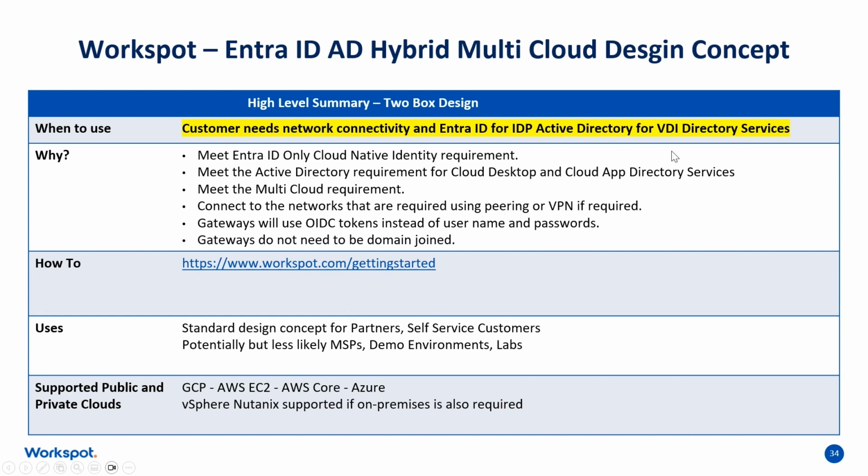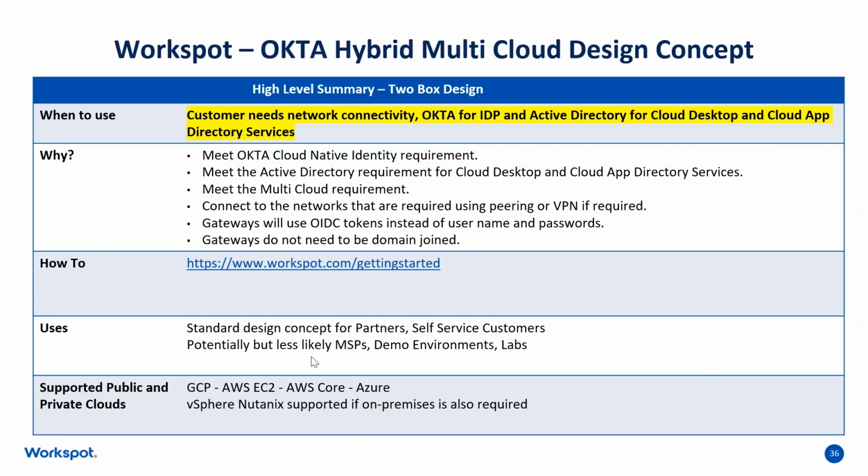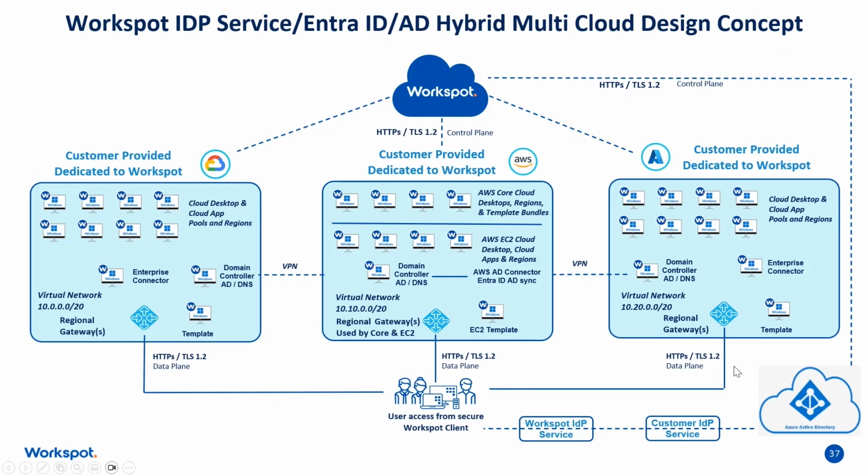So this is where we want to try to meet all the various requirements, and this is where we need to reintroduce Active Directory into the mix. We can do this same concept in a hybrid mode using Okta. We're just using the same basic concepts we started with earlier in this video, and we're just extending it out. So again, this is basically just for the Okta cloud native identity requirement. And we also support this with our Workspot IDP service. So we have customers that may have different IDPs.